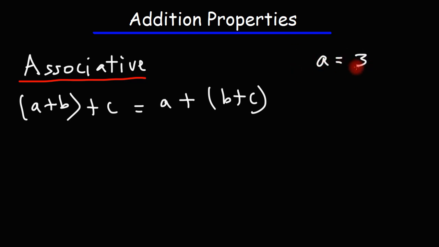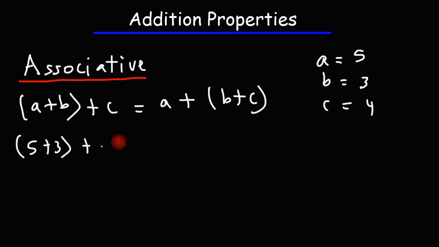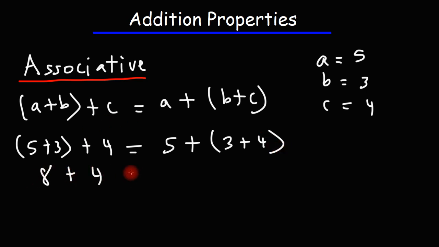Let's say A is 3. Actually, let's use our old values. So we're going to say A is 5, B is 3, and C, we're going to make it 4. So we have A plus B, that's 5 plus 3, and then plus C. And then A plus, B plus C. So let's work inside the parentheses first. 5 plus 3 is 8. 3 plus 4 is 7. 8 plus 4 is 12. 5 plus 7 is also 12. So once again, it doesn't matter the order of which you add things. If you're only adding, the value will remain the same.